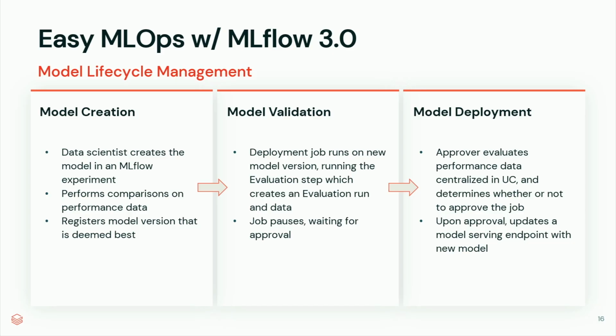We make it a lot easier to do that now with a deployment job. Your deployment job will pick up that model, run on the new model version, and run that evaluation step, which will create that evaluation run and data. Then the job will pause, waiting for approval. Then the approval will go in, saying, hey, looking at all that centralized performance data, this looks great. Let's go ahead and move it to production. So something that was very complicated before: how do I get the model version that the data scientist has made all the way to production in a safe and ACL-locked-down way is hopefully now a lot easier.